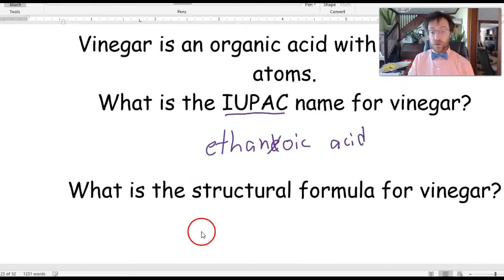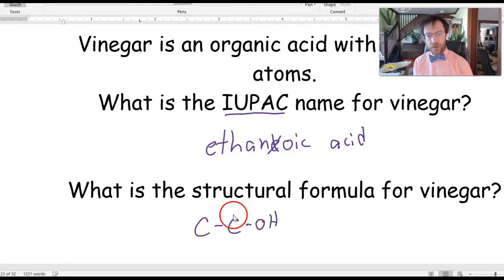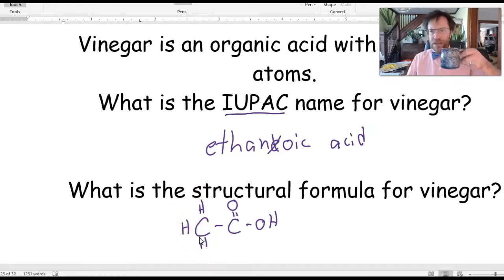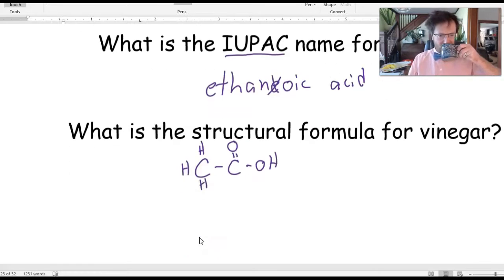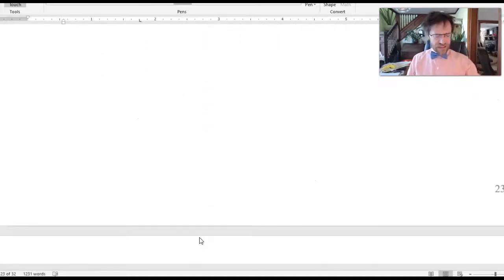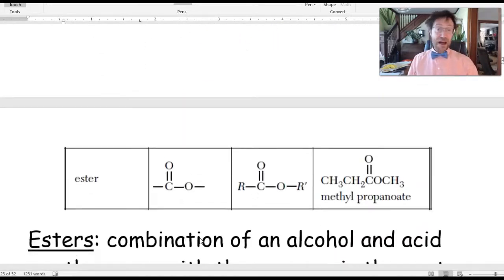And now this one wants to know what's the structural formula for vinegar. Well, if it's only got 2 carbons, 1, 2, OH, double bonded O, right? And then we throw in hydrogens. Voila! It's so easy. We can do organic acids here, guys. I can sit here and do organic acids all day, but I'm not.